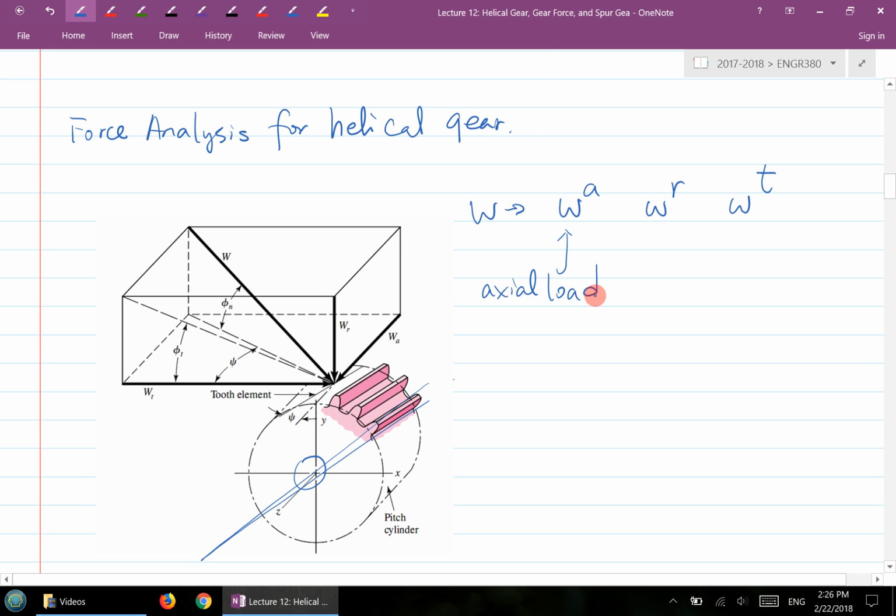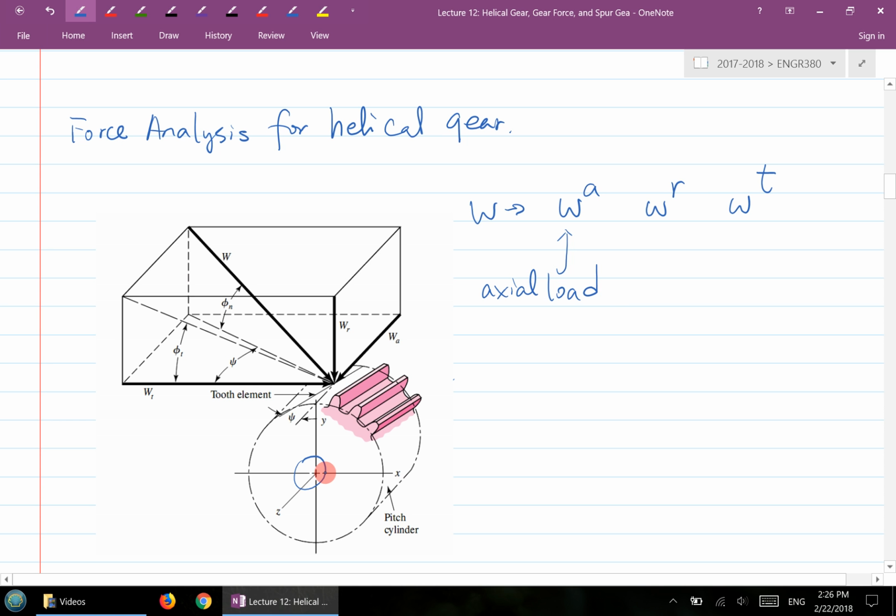So this is different now, right? Spur gear doesn't have this axial load. But if you use the helical gear, then there will be an axial load generated, WA, and this axial load will ultimately be felt by the shaft. You want it to transmit from the gear to the shaft, and then from the shaft down to a bearing, and the bearing down to the ground, basically.